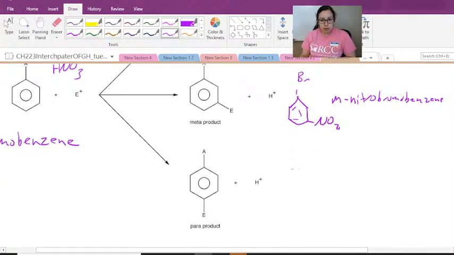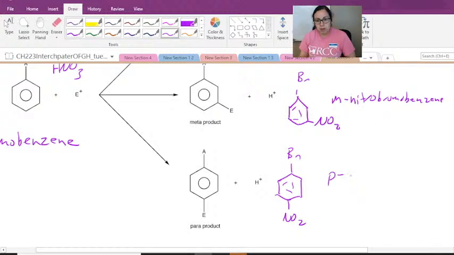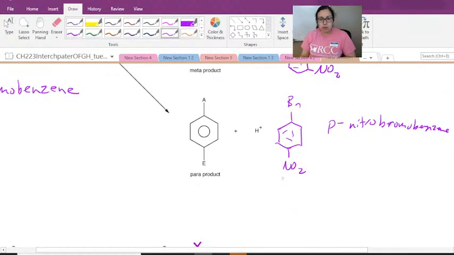And then the last one, if we had made the para-substituted version, that would be p-nitrobromobenzene. But you might also see other terms used, so we could call it priority 1 here. If this is 1, 2, 3, 4, then you might see interchangeably 4-nitro-1-bromobenzene. And they mean the same thing.